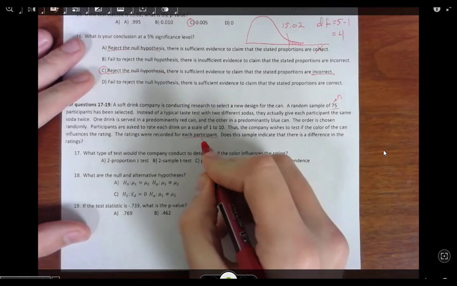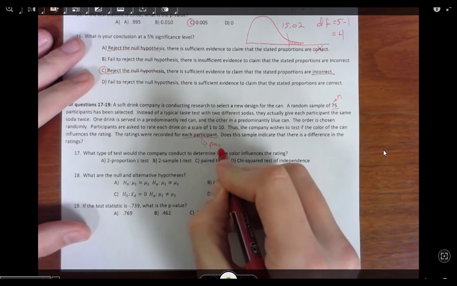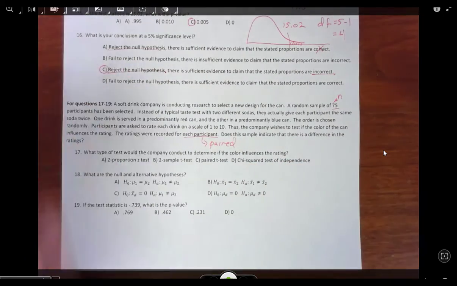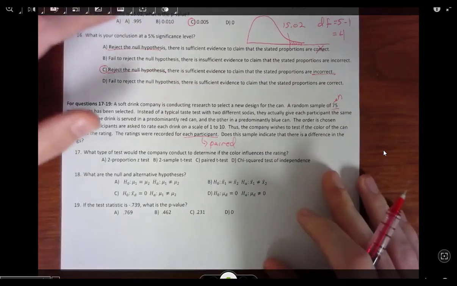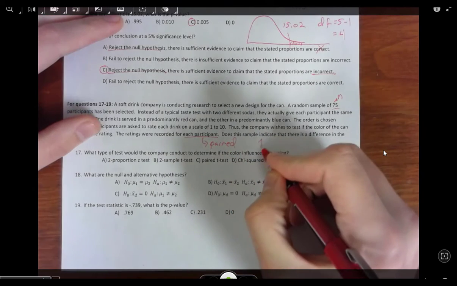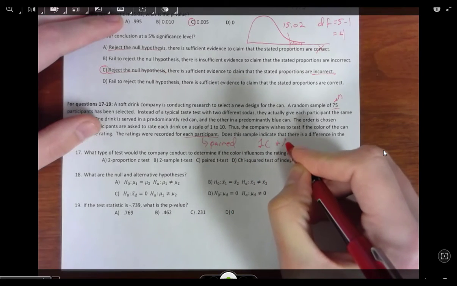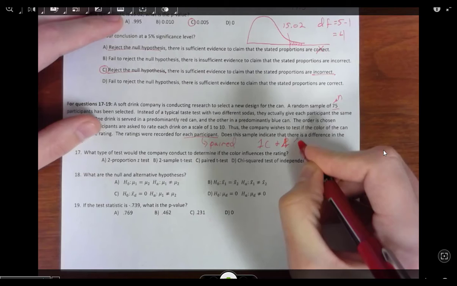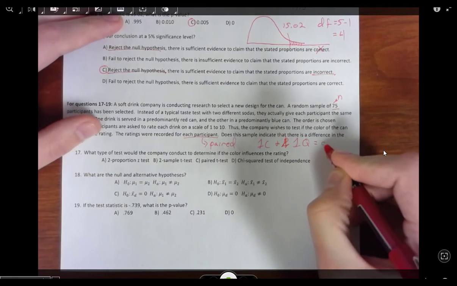So this tells us that the results are paired together. They want to know, does this sample indicate that there's a difference in the taste rating? So since they're paired, we have one categorical variable and one quantitative variable. We're going to do a paired t-test.